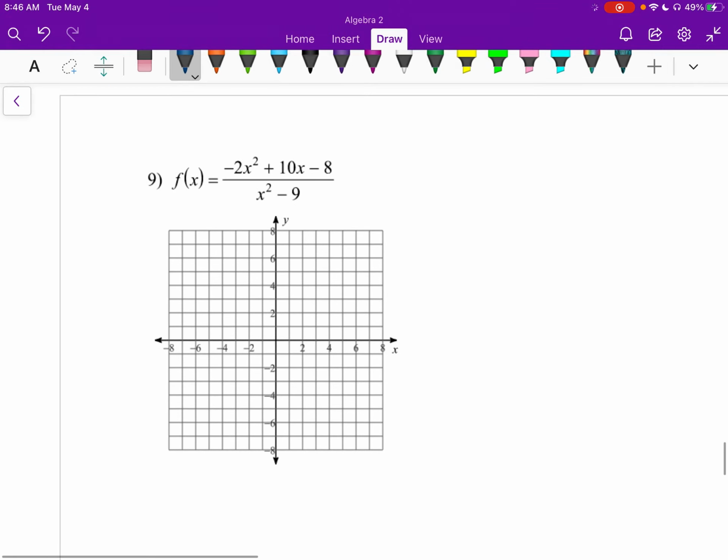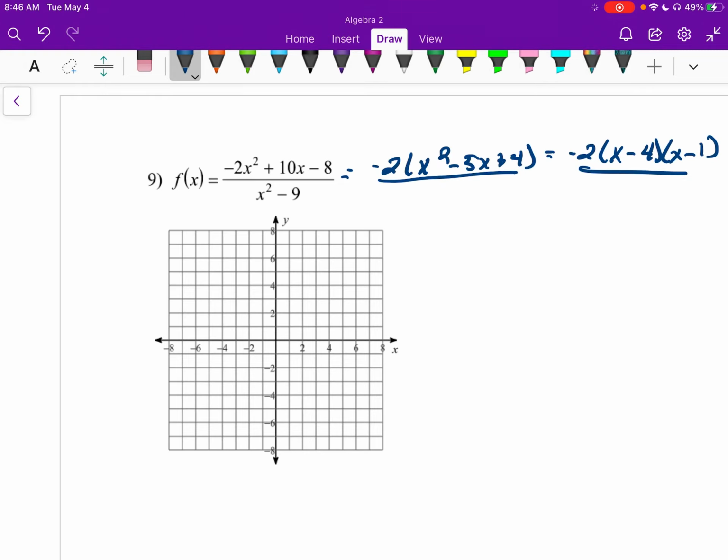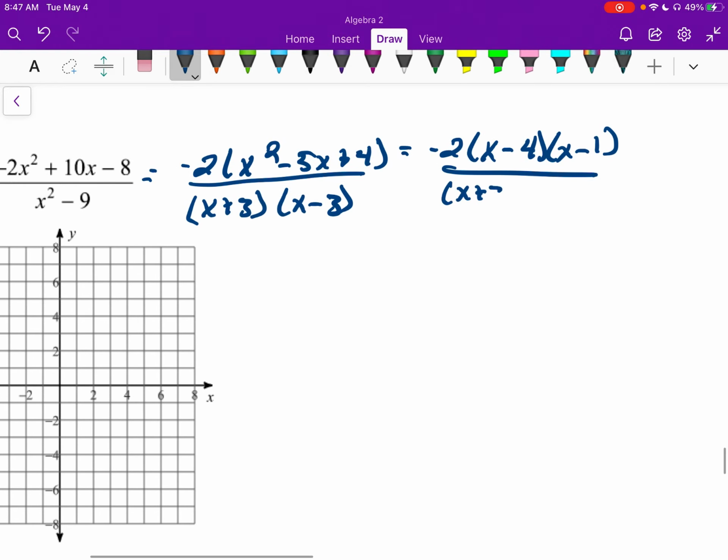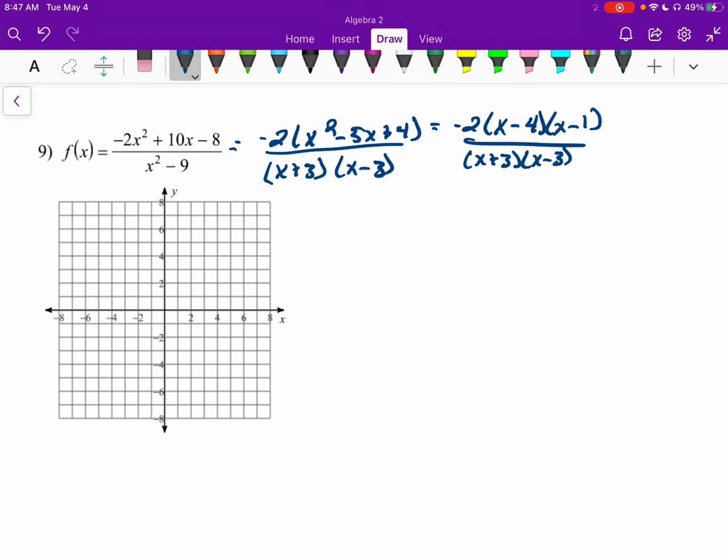Moving on to number 9. Factoring the top, I pull out a -2, and then we'll have x squared minus 5x plus 4. And again, that will factor to be -2, x minus 4, x minus 1. The denominator, I have a difference of squares, so this will be x plus 3, x minus 3. All right, and nothing will cancel, which will make a nice funky graph for us.